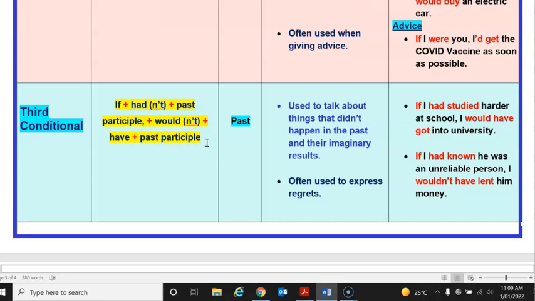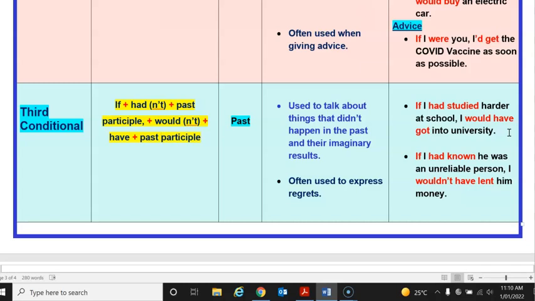We use this conditional to talk about things that didn't happen in the past and their imaginary results. And we often use this third conditional to express regrets that we have about the past. So if we look at this example on the right, if I had studied harder at school, I would have got into university.